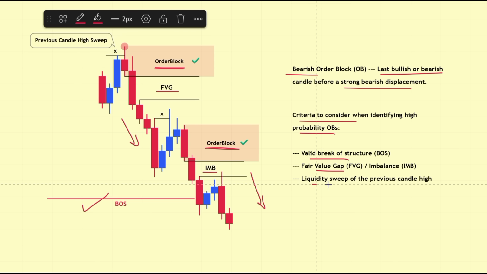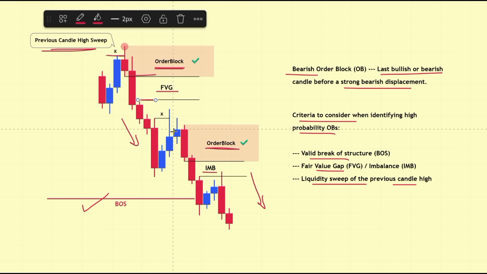And the last, of course, but not least, criteria is the liquidity sweep of the previous candle high. Of course, this is high, and on the bullish side, it was low, so it actually depends on the market bias. You can clearly see exactly right here, previous candle high sweep. This bearish candle took out the high of the previous bullish candle by a wick. And by the way, that previous candle high sweep can be by a wick or by a body. It actually doesn't matter. So exactly right here, it was by a wick, and that was our order block, as it also met the criteria of being associated with a fair value gap.